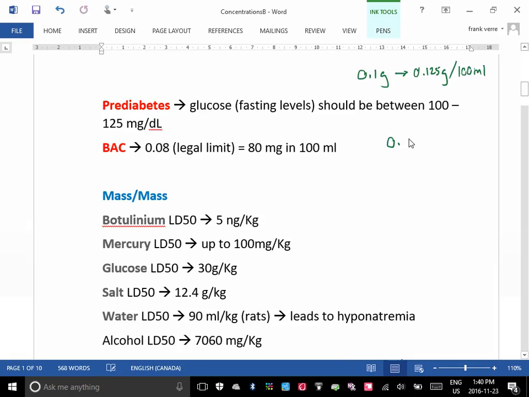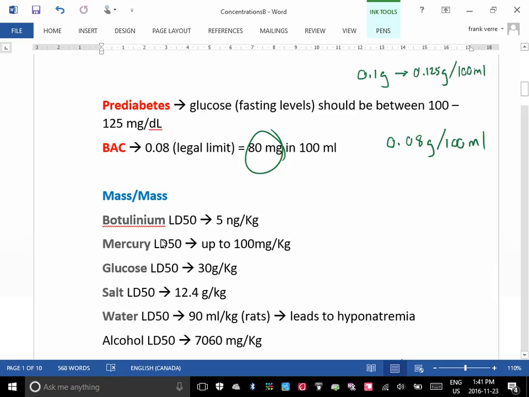So 0.08 grams over 100 milliliters. Okay? Because 0.08 grams is actually the same as 80 milligrams. Right? Same thing. But I believe now if your levels are 0.05, even if they're under 0.08 but they're 0.05 or higher, you will get suspended, right? Yeah. Okay. So all of those examples are mass over 100 milliliters of solvent.